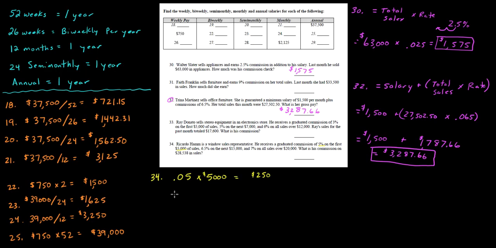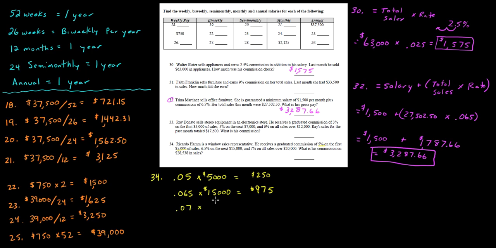Then between 5,000 and 20,000, so the next $15,000 in sales, he earns 6.5%. Again, written as a decimal, 6.5% would be 0.065. I multiply that times the $15,000 because it says the next $15,000 you get 6.5%. So go 15,000 times 6.5%, and that gives me $975.